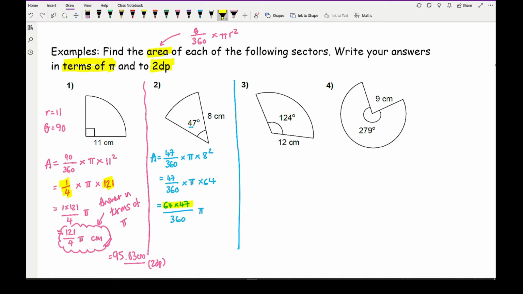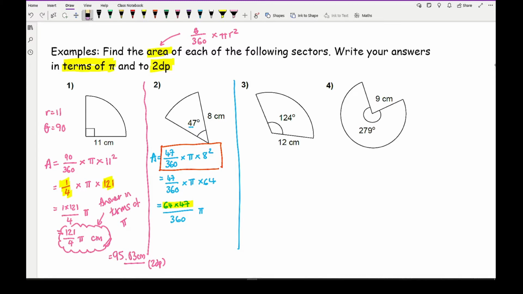Now what I then need to do is work out what 64 times 47 is going to be. It's unlikely that this type of question would come up on a non-calculator paper, because it's going to be a little bit confusing. But generally speaking, if I was to use a calculator, then all I would do is type this all into my calculator. So doing just that, 47 over 360. Now if your calculator has got a fraction button, then I strongly recommend that you do use it, times 64.